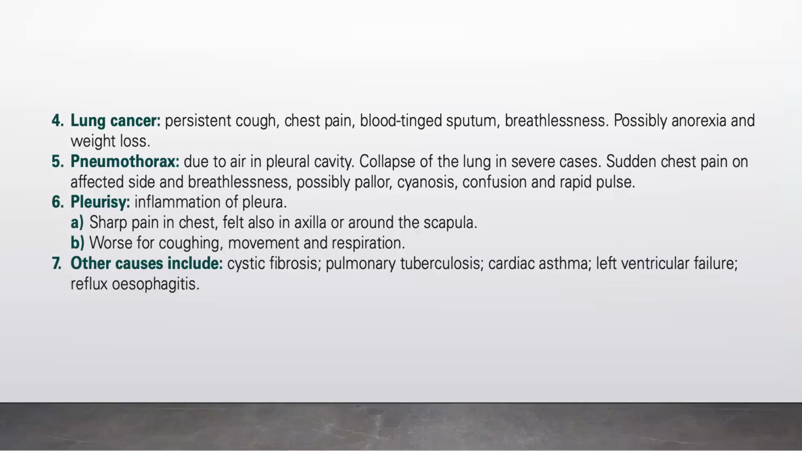Lung cancer, there is persistent cough, chest pain, blood-tinged sputum, breathlessness, possibly anorexia, and weight loss. For pneumothorax, this is due to air in the pleural cavity, collapse of lung in severe cases, sudden chest pain on the affected side and breathlessness, possibly pallor, cyanosis, confusion, and rapid pulse. Pleurisy is inflammation of the pleura. Sharp pain in the chest felt also in the axilla or around the scapula, worse for coughing, movement, and respiration. Other causes include cystic fibrosis, pulmonary tuberculosis, cardiac asthma, left ventricular failure, and reflux esophagitis.